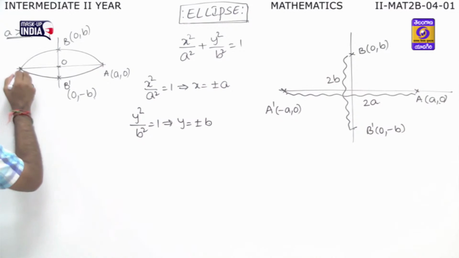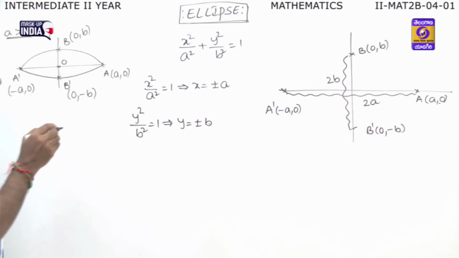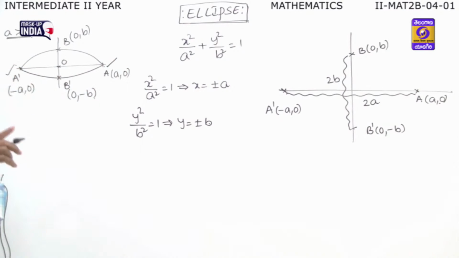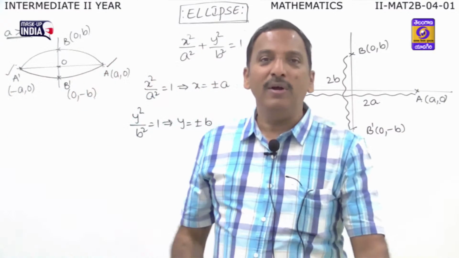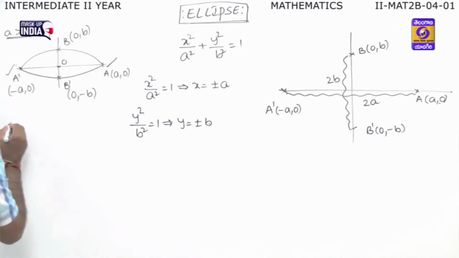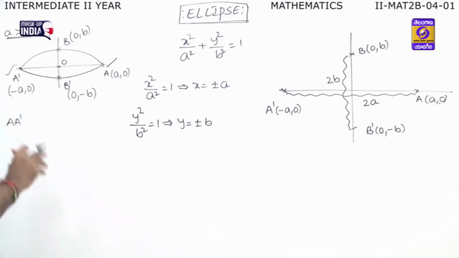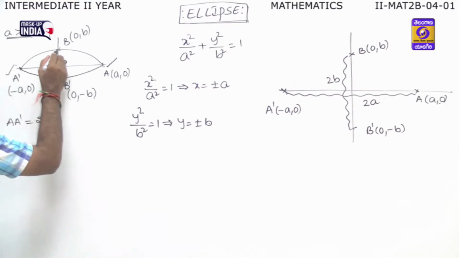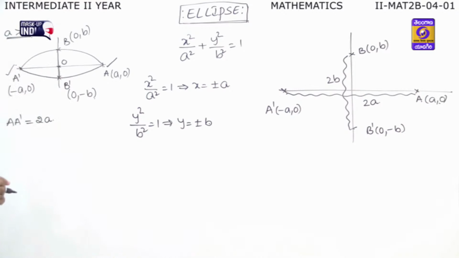So in that case, if A is greater than B, then A comma A dash are called the vertices of the ellipse. And AA dash is called the major axis, and the length of the major axis AA dash is equal to 2a. And in that case, BB dash is called the minor axis, and the length of the minor axis BB dash is equal to 2b. This is when A is greater than B, and the ellipse is called a horizontal ellipse.